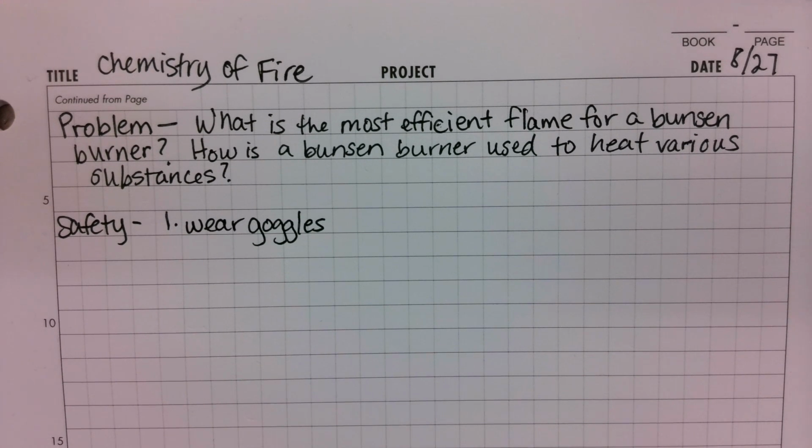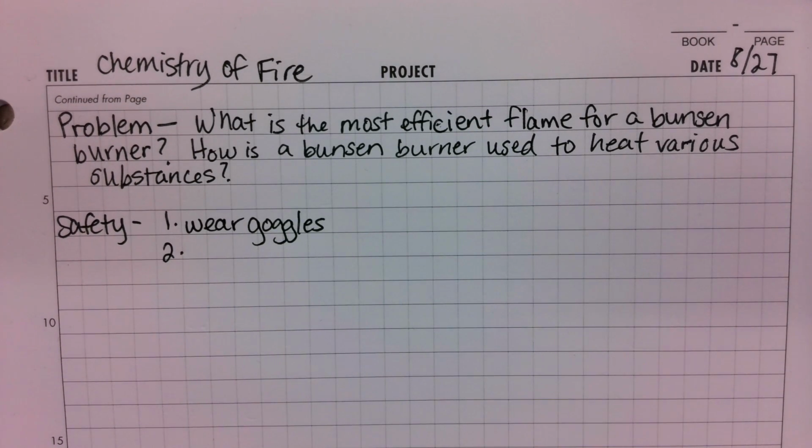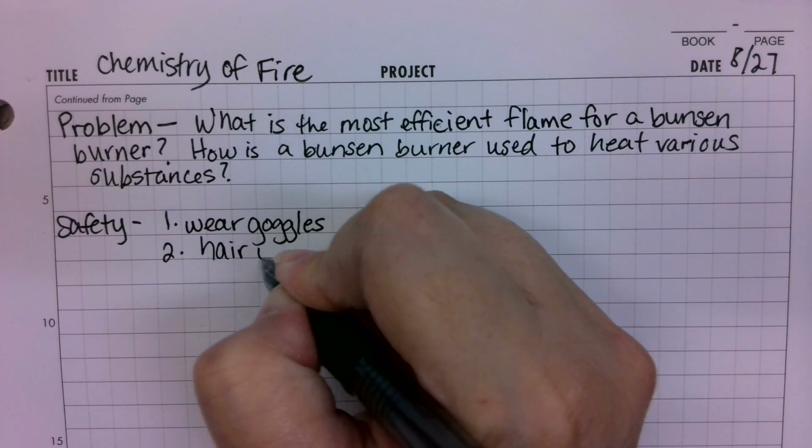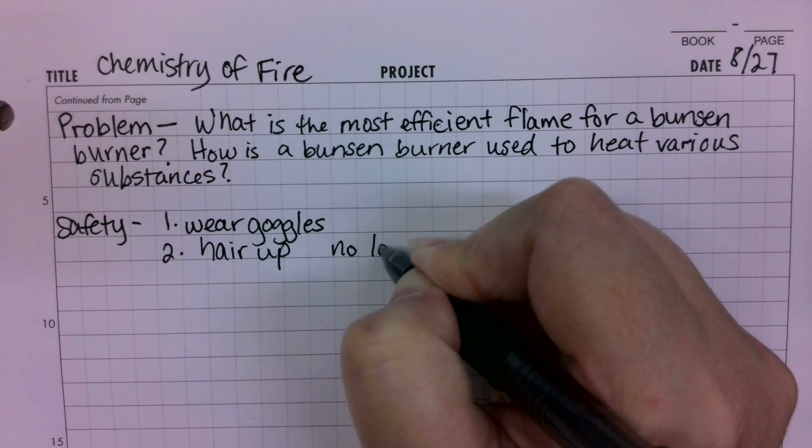Yes? For the quiz, if there's like a 2-word answer, and you got one of the words right, can you get half a point? Yes. I do that. When using a Bunsen burner, confine long hair and loose clothing. So it may be hair up, no loose clothes.